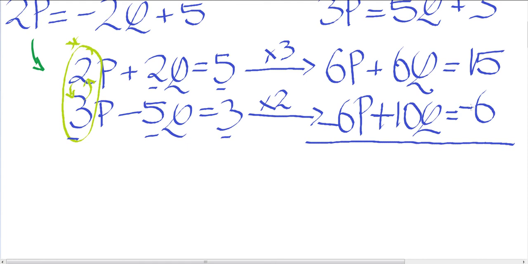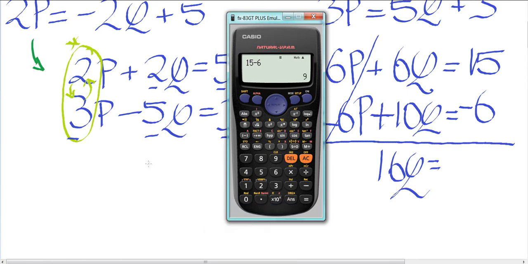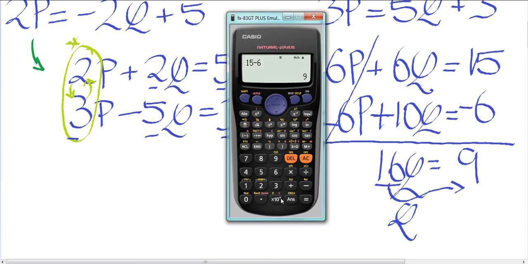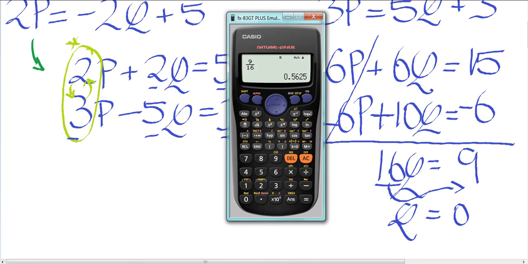Now I'm ready to cancel because I have 6p minus 6p, they cancel. What am I left with? 6q plus 10q is 16q. And 15 minus 6, if you're stuck, use the calculator, is 9. What's the next line? That 16 goes down underneath the 9. So I get q equals 9 over 16. Just go over to the calculator and type it in. I don't even need to write down 9 over 16, just throw it in the calculator. Give me a decimal place, and I've got 0.56.